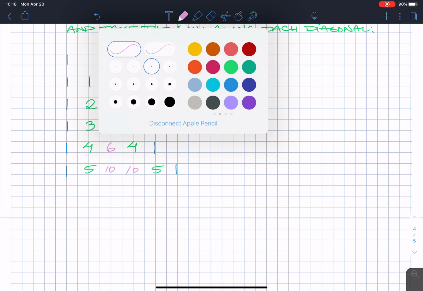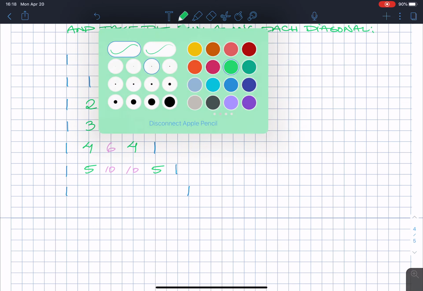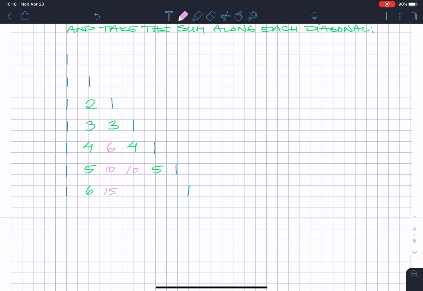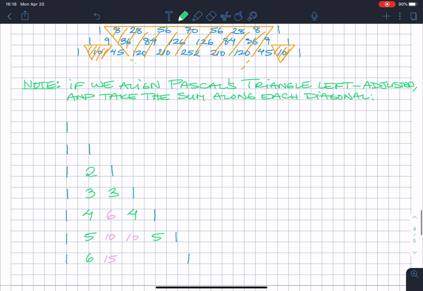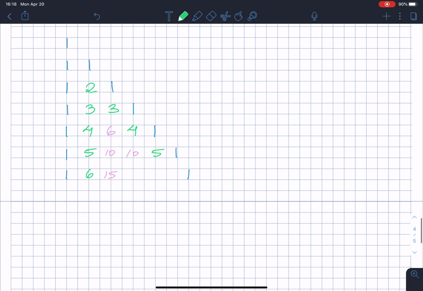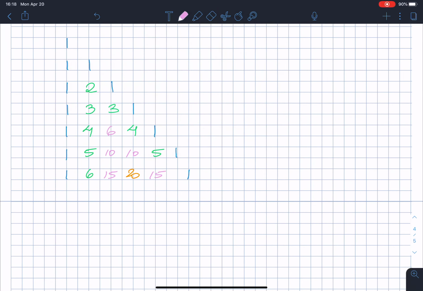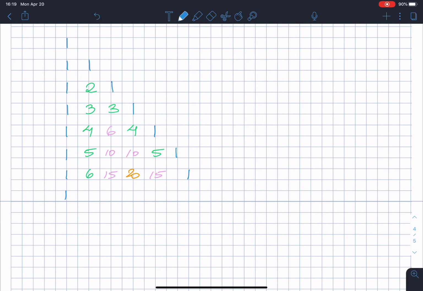Then let's see how far I could do this. 1, 6, 15. What color did I use in between there? I used orange. So 20, 15, 1, and let's do one more for good measure, shall we? So 1 and 1 will have 7. Notice the green numbers are counting numbers. 1, 2, 3, 4, 5, 6, 7.